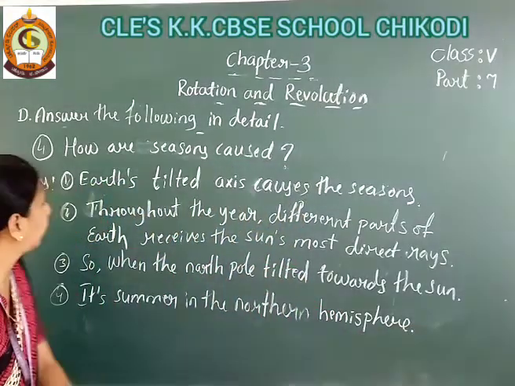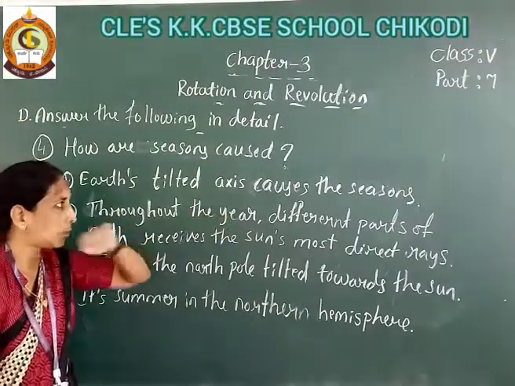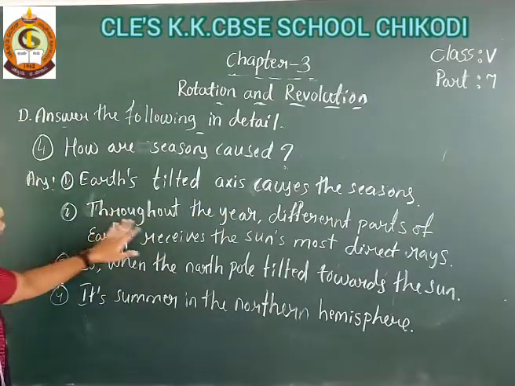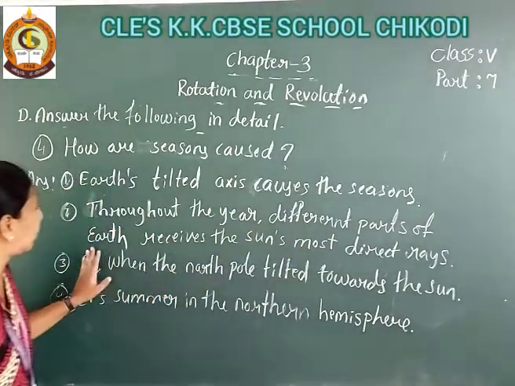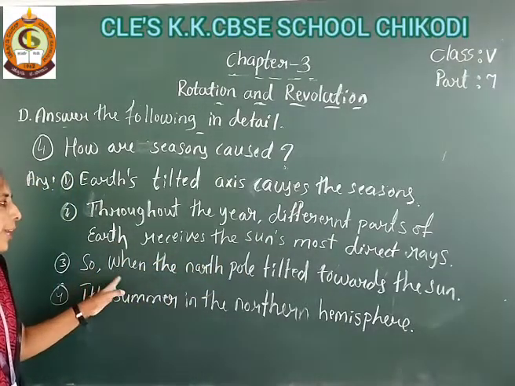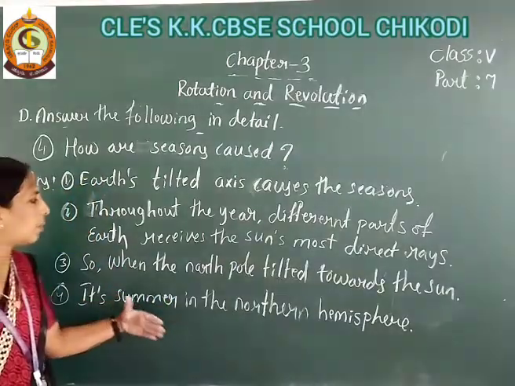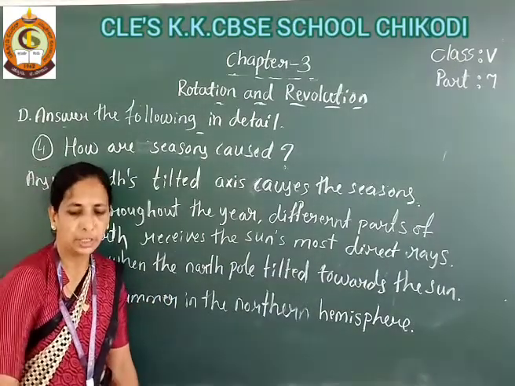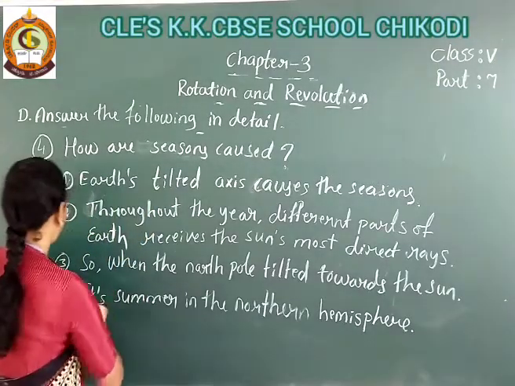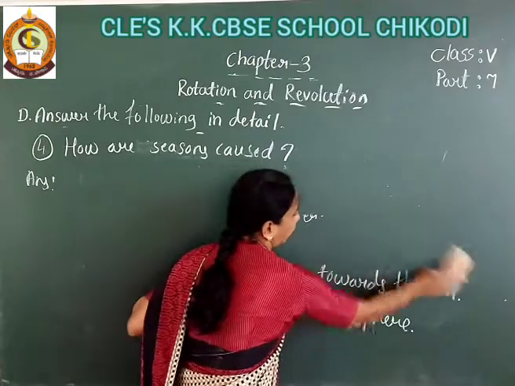See, student, some points are there here. Earth's tilt axis causes the seasons. Throughout the year, different parts of the Earth receive the sun's most direct rays. So when the North Pole tilts towards the sun, it is summer in the northern hemisphere. And some next point, again I am continuing in this question.